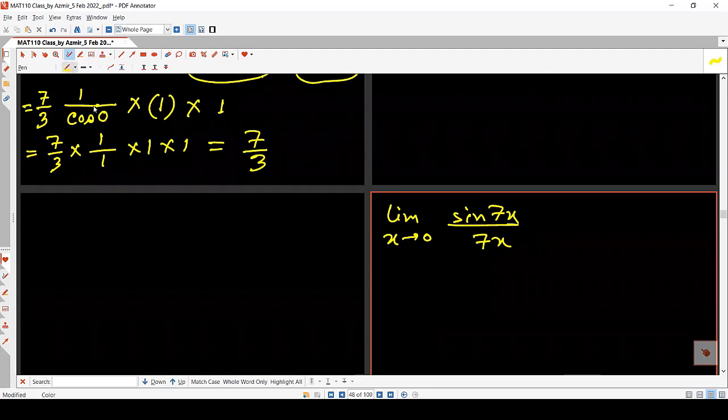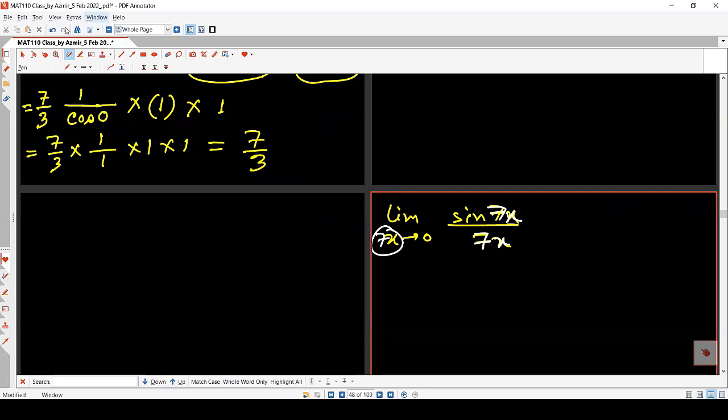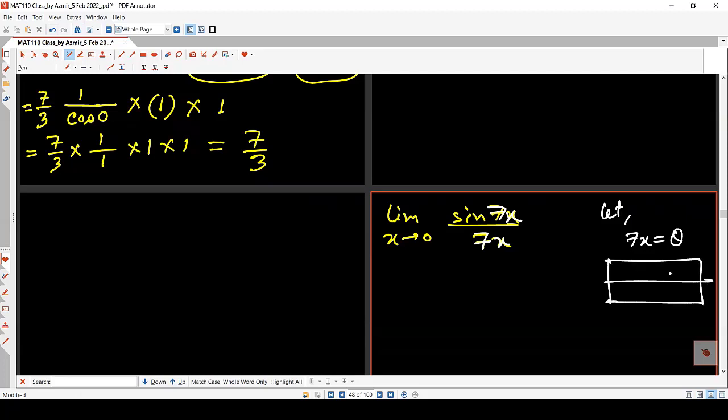So we have to take the help of change of variable. Here we have 7x, here we have 7x. At the same time, this one should be 7x. Then we can write 1 as the answer. So what we can do, we can take the help of change of variable. So we are plugging 7x as theta.